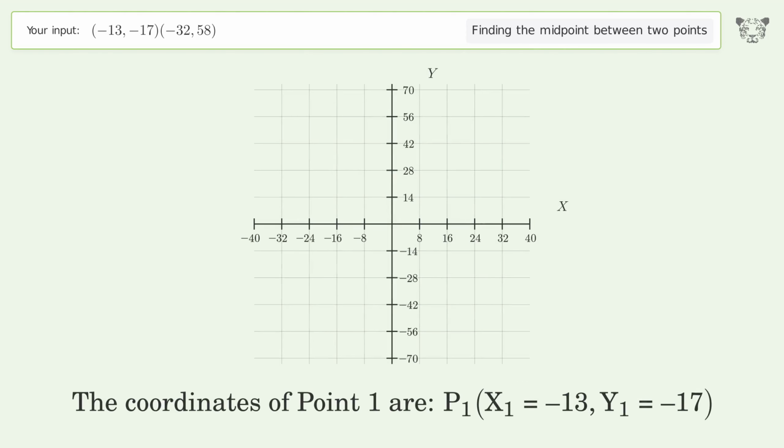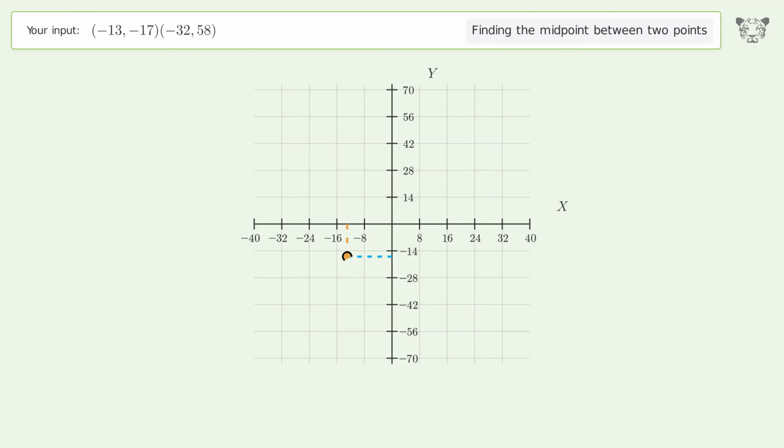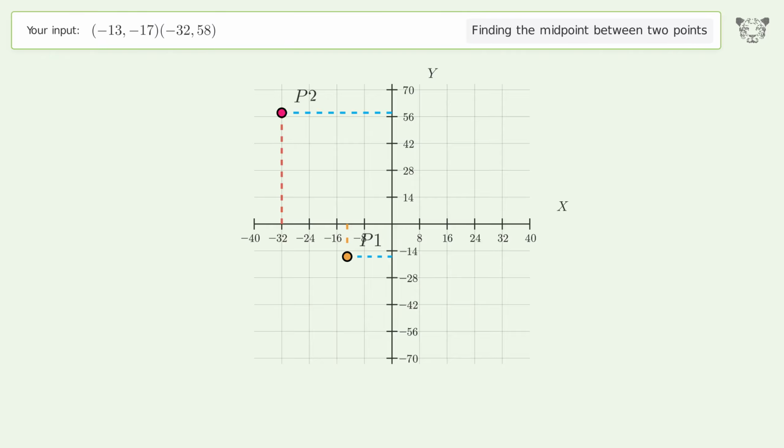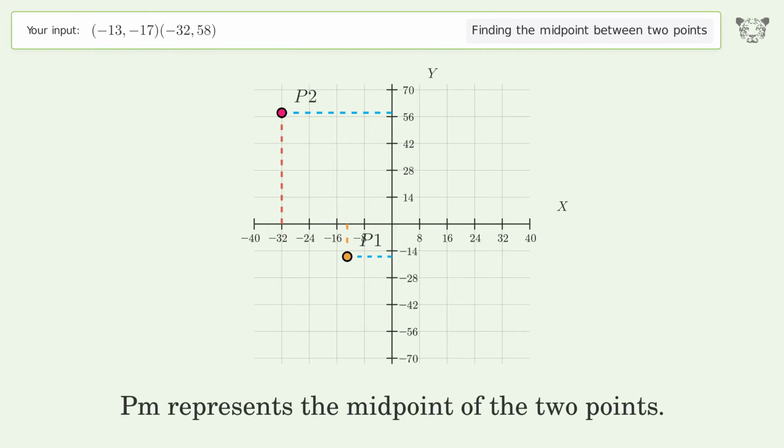The coordinates of point 1 are, x1 equals negative 13, y1 equals negative 17. The coordinates of point 2 are, x2 equals negative 32, y2 equals 58. PM represents the midpoint of the 2 points.